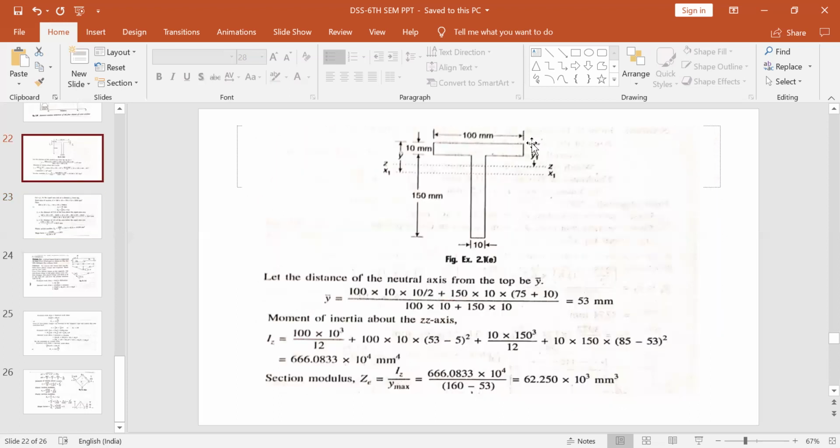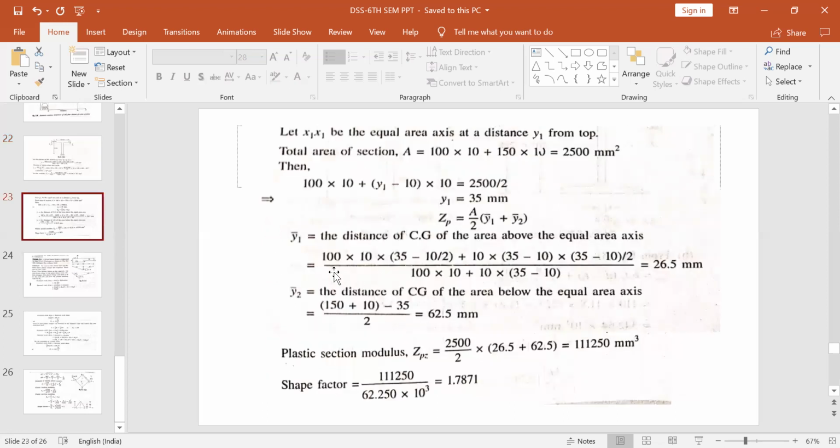If y1, this distance is 35. So this will be what? From here to here it will be 35 minus 10, which is 25. Now you have to find what is y1 bar. That means this portion, what is the CG about this axis, ZZ axis, that you have to find. So this can be found out easily. 100 into 10 into (35 minus 10) by 2.